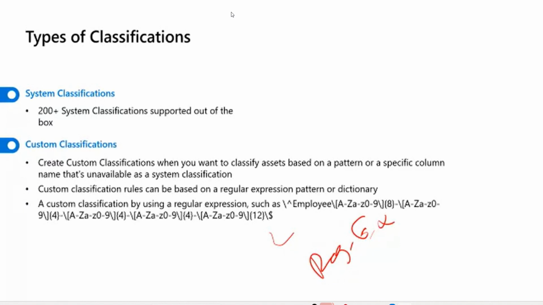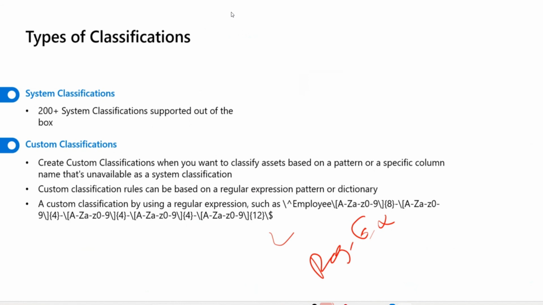Dictionary based classification is all about you have a list of items, and then let's say you have a column called column 1, and column 1 contains values that are available in your list, which is your dictionary. Then you classify it as whatever the classification name. So it can actually perform exact matching or fuzzy text matching as well when it comes to dictionary based classification.